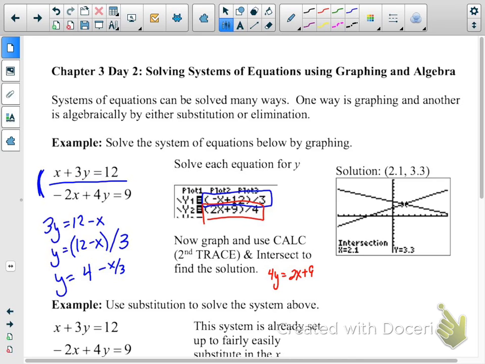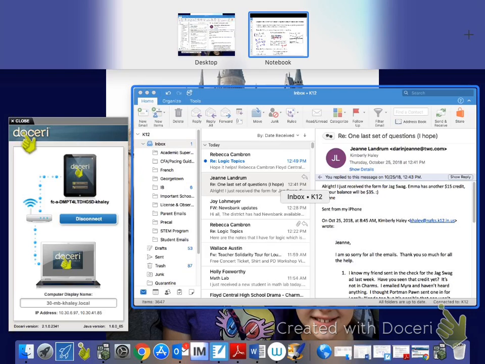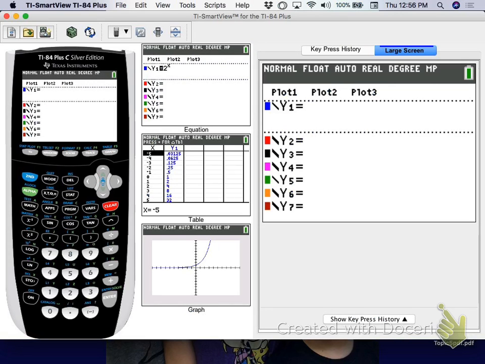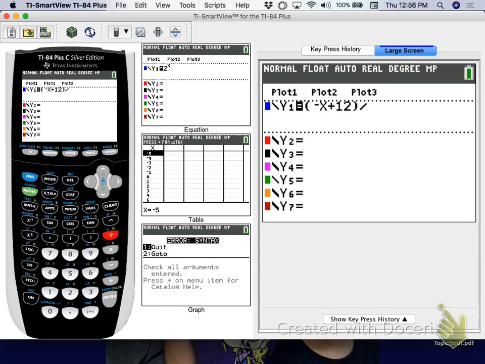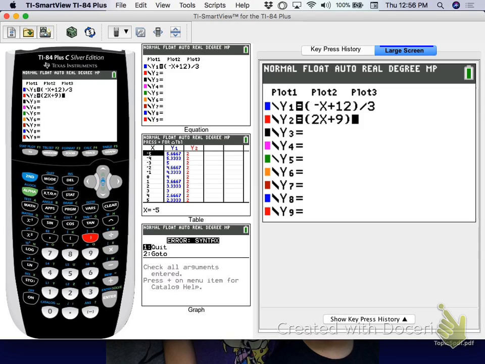Okay. So once you graph them, you're going to go to calculate and intersect. So calculate is second trace. Let me show you in case you've not done that before and you need help. So we go to y equals and clear anything that you've got in your y equals. And I'm going to just type this in exactly the way that I have it here on my paper. And of course we want it in a parenthesis so that we're dividing everything by these numbers, not just the last thing.